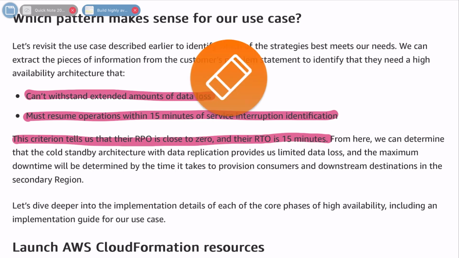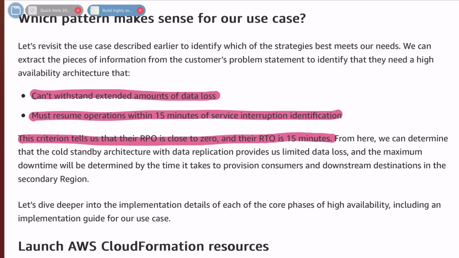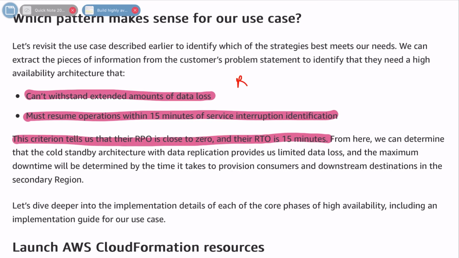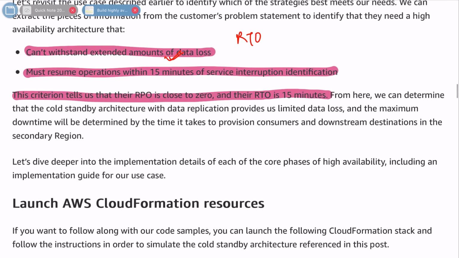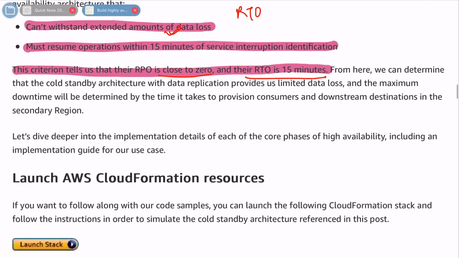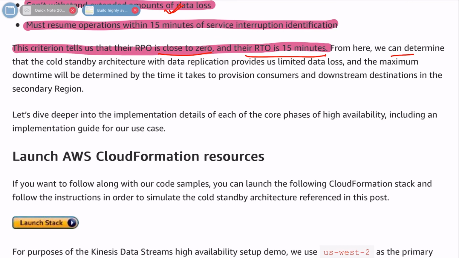So we have to go with a system which makes the best sense for our use case. If we go back to our use case, we mentioned that your RTO can be up to 15 minutes and your RPO is as low as possible. That is, RPO is close to 0 and RTO is equal to 15 minutes. So in this case, we can determine that the cold standby architecture provides limited data loss and maximum downtime will be determined by the time it takes to provision. Okay, this we understood, right?